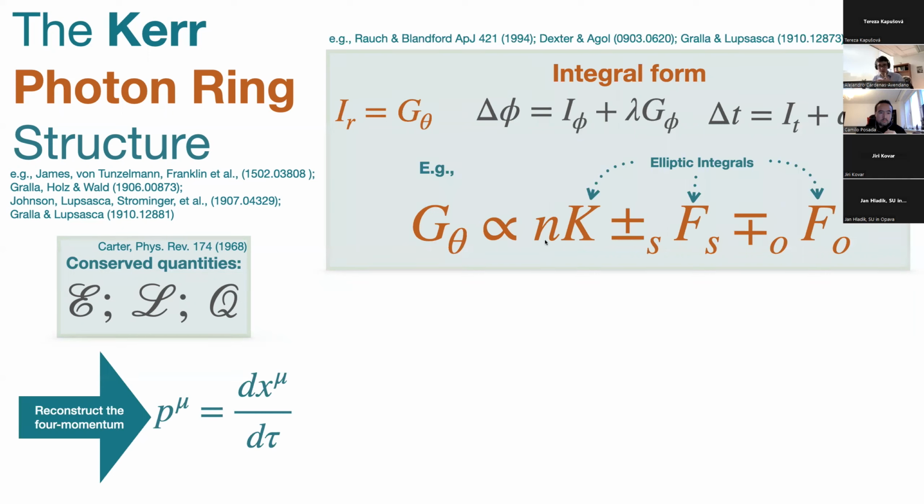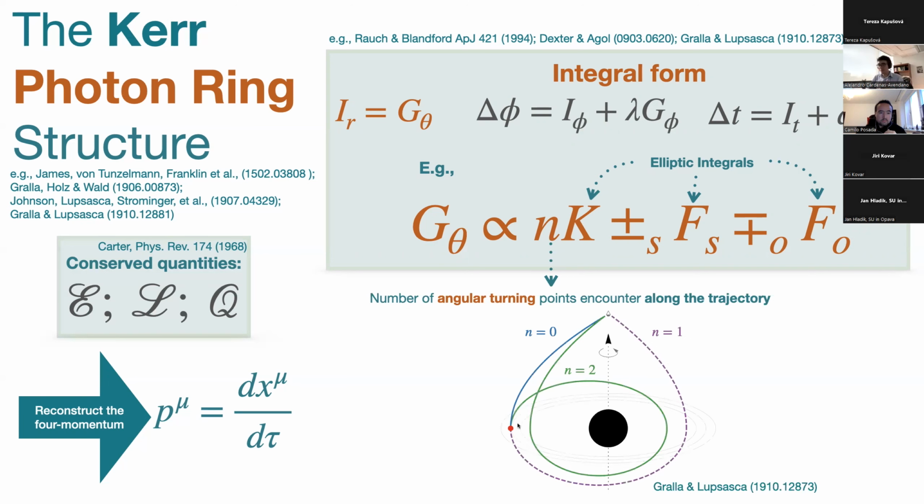And now the previous structure, n equals 0, n equal 1, depending on what the photons are doing around the black hole. And remember, all that structure is governed completely by the photon shell. It's a property of the Kerr solution. And it's going to be labeled, we can do that, as the number of angular turning points encountered along the trajectory. And again, let me repeat this idea because it's very important for my talk.